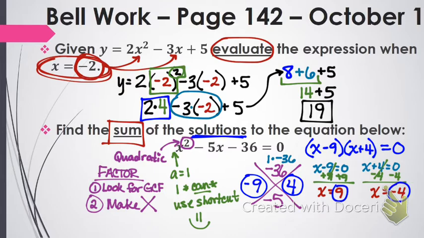What did it tell me to do with the solutions? Find the sum. So what are we doing with 9 and -4? Adding them. 9 plus -4. Adding a negative number is the same as what?